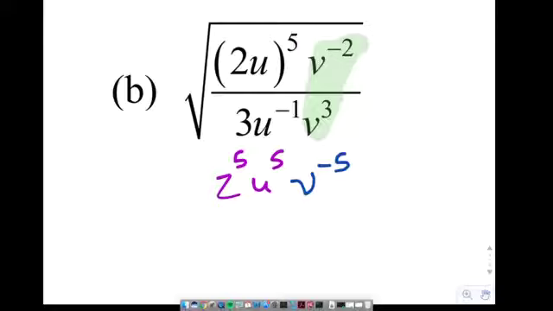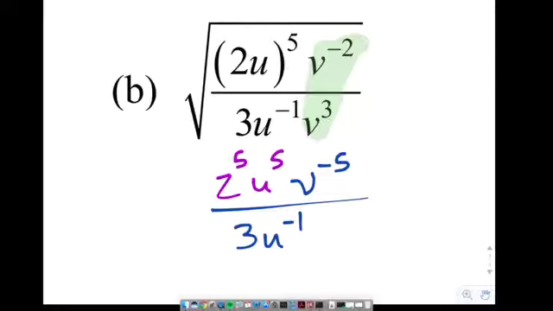If you want to just say, you know what, I'm going to bring the v to the negative 2nd down to the bottom and make it v to the positive 2nd, and now I'm going to add them and call it v to the positive 5th on the bottom. That's fine. I'm okay with that. All over 3u to the negative 1st. And remember, don't rewrite the v cubed because we took care of it.